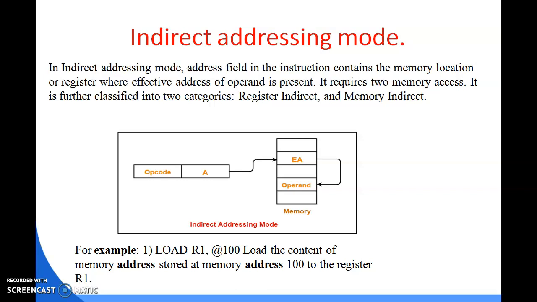Clear? So in the example, load R1 at the rate 100: load the content of the memory address stored at memory address 100 to the register R1. This is the example. Load R1 at 100 means it loads the content of the memory address stored at memory address 100 to the register R1.